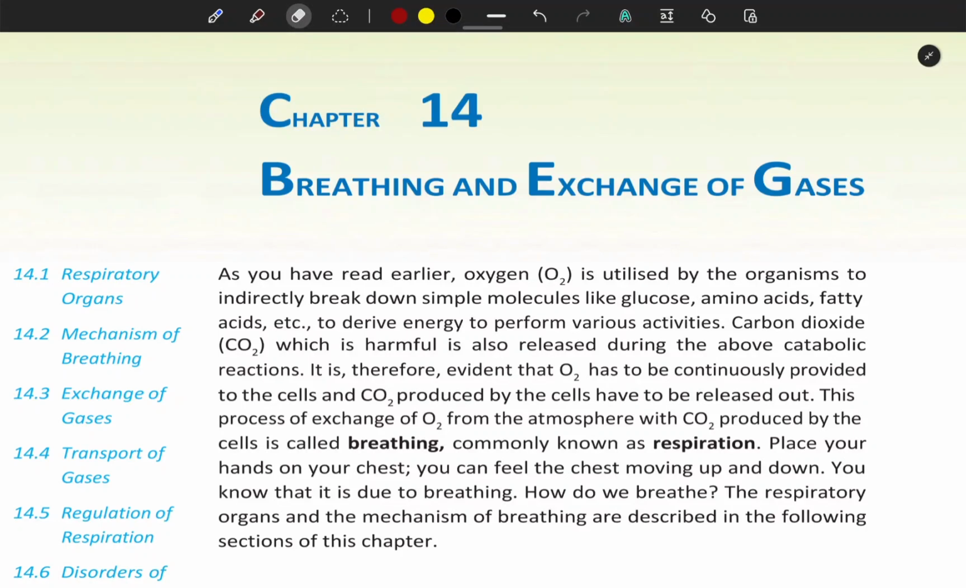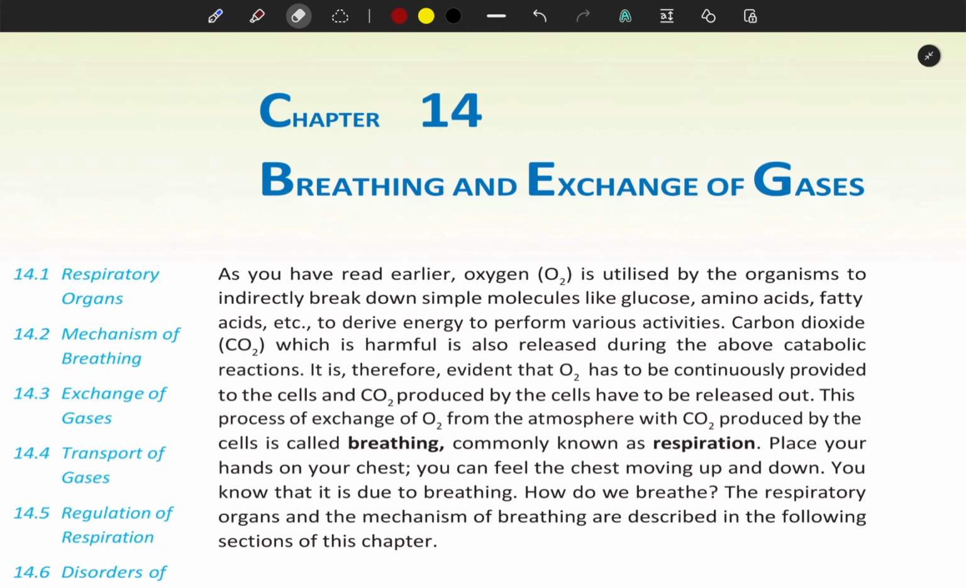Chapter 14: Breathing and Exchange of Gases. As you have read earlier, oxygen is utilized by organisms to indirectly break down simple molecules like glucose, amino acids, fatty acids, etc. to derive energy to perform various activities. Carbon dioxide, which is harmful, is also released during the above catabolic reactions. It is therefore evident that oxygen has to be continuously provided to the cells, and CO2 produced by the cells has to be released out.